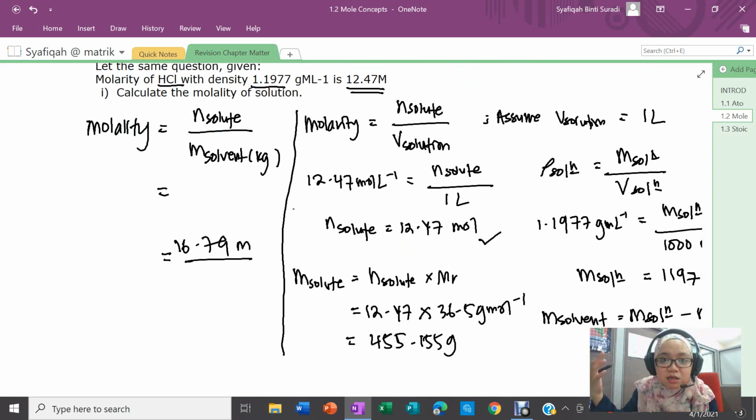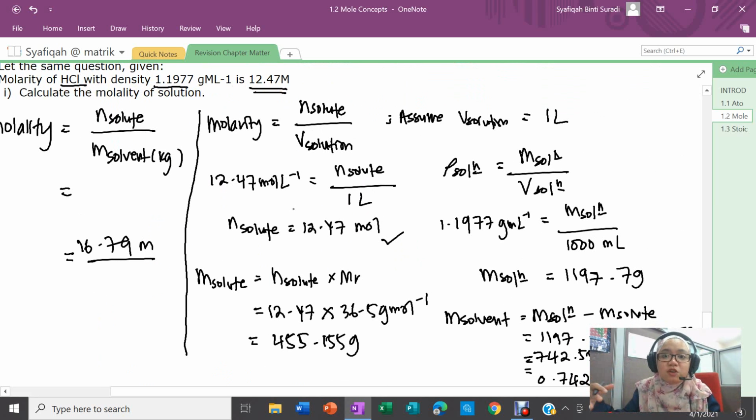Tapi sebenarnya sama je. So apa yang you kena faham sebenarnya? You kena faham konsep. You kena faham macam bila yang you nak kena guna assumption. So bila nak guna assumption? Bila contohnya dia bagi you molarity. Tapi nak cari molarity. Oh, maksudnya kita boleh assume lah. Tapi kita nak assume yang mana? Kita assume yang bawah ni. Part yang bawah ni kita assume.